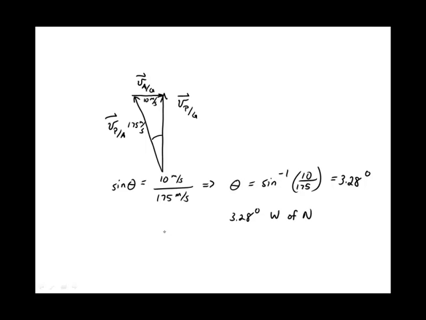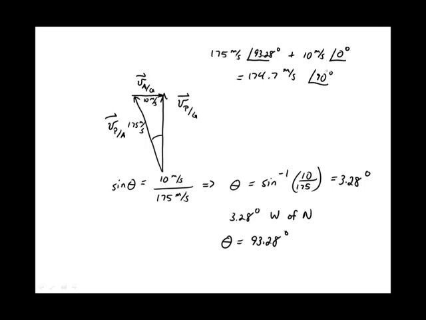And if I actually did this with respect to the positive x-axis, then theta is equal to 93.28 degrees. And if I wanted to know my speed, I would take 175 meters per second at an angle of 93.28 degrees plus 10 meters per second at an angle of 0 degrees, because it's due east, and that's at 0 degrees. If I add those together, I get 174.7 meters per second at an angle of 90 degrees, which is what I want because it needs to go due north.